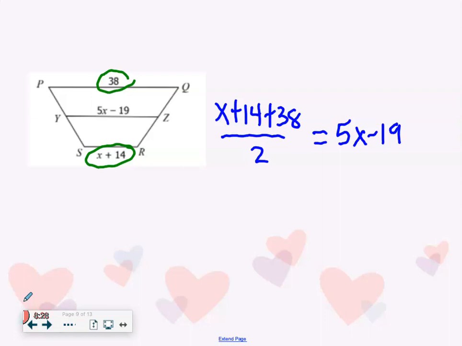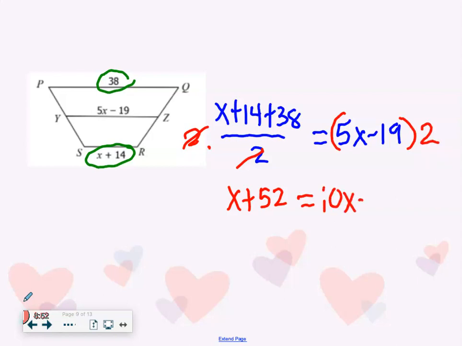So if I simplify my top up here, what's 14 plus 38? Perfect. Now I'm going to get rid of my fraction too at the same time. So how do I do divide by 2? Yeah, multiply by 2. Those cancel. And now I take this whole thing times 2. 10x minus 38. 10x minus 38. Perfect.